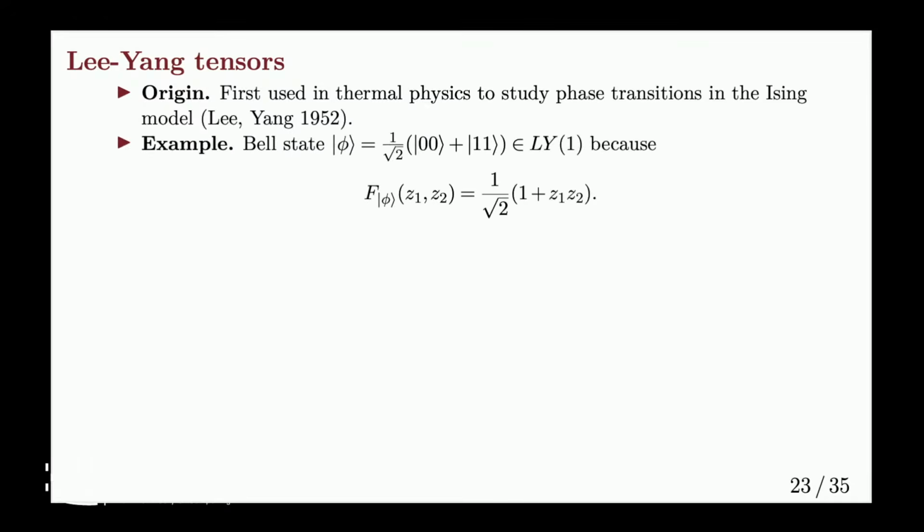As an example of a Lee-Yang tensor, the Bell state has Lee-Yang radius 1. I've written down the generating polynomial here, and if you wanted this to vanish, you can't have both of these Z1, Z2 magnitudes strictly smaller than 1, because then 1 plus Z1 times Z2 would have a positive real part, hence not be 0.